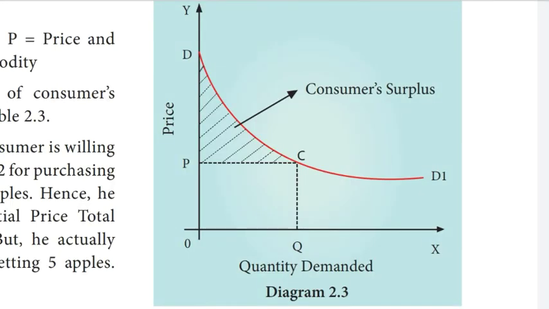and diagram. In diagram 2.3, the x-axis shows the amount demanded and the y-axis represents the price. DD1 shows the utility which the consumer derives from the purchase of different amounts of commodity. When price is OP, the amount demanded is OQ. Hence, actual price is OPCQ or OP into OQ. Potential price or total utility is ODCQ. Therefore, consumer surplus is equal to ODCQ minus OPCQ, which is equal to PDC, the shaded area.